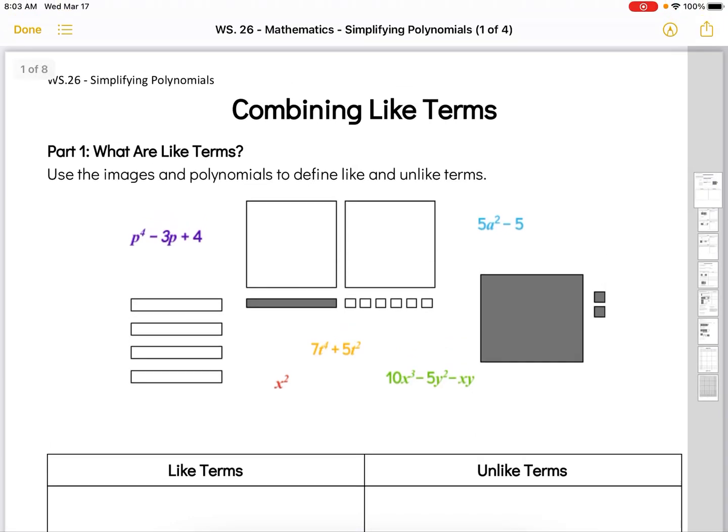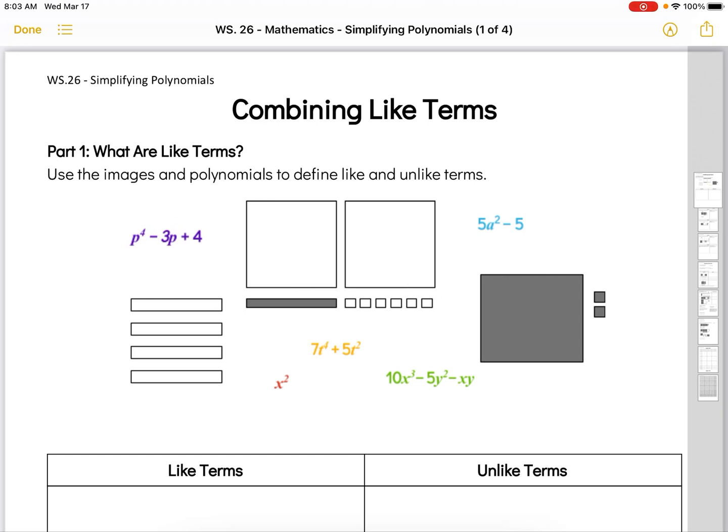Okay, so we're going to talk here a bit about combining like terms. We talked about it yesterday. We're going to use the images in polynomials to define like and unlike terms. Now, here each of these expressions is made up of unlike terms. They all have different exponents, different variables.